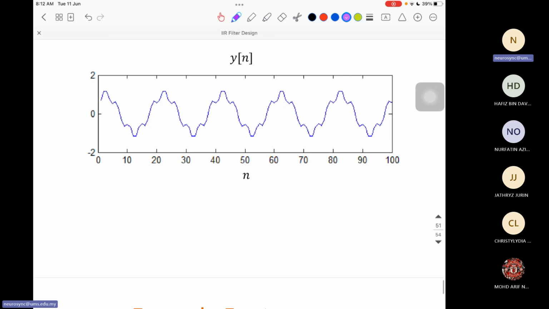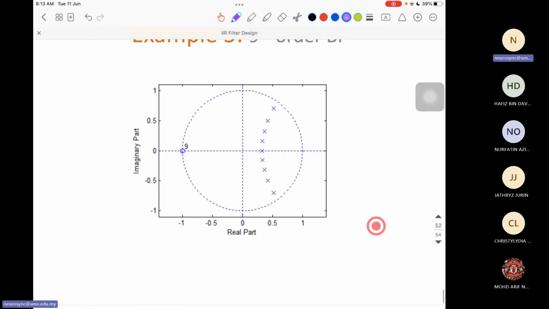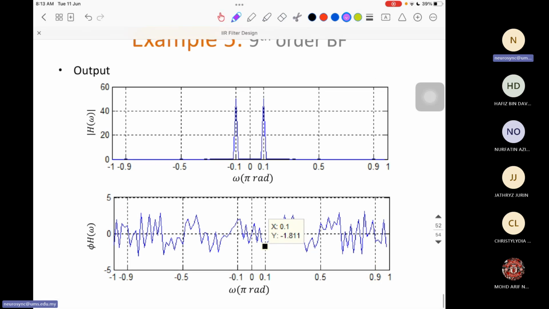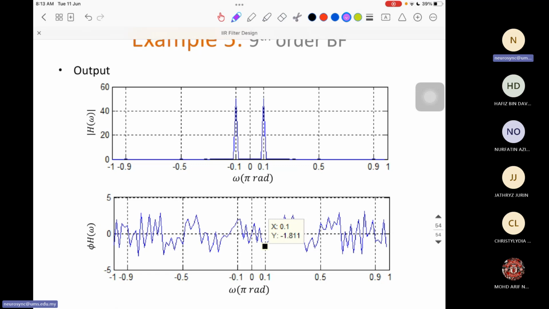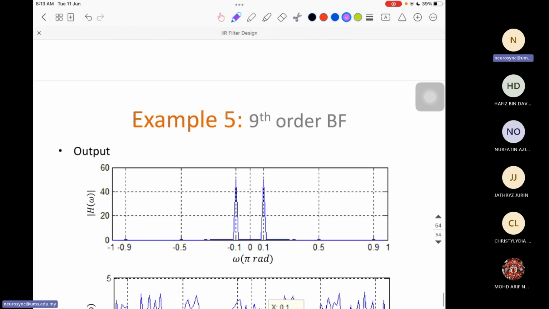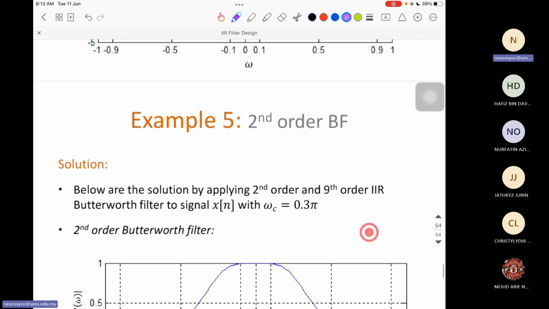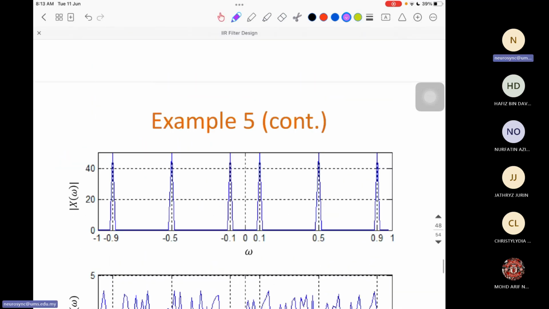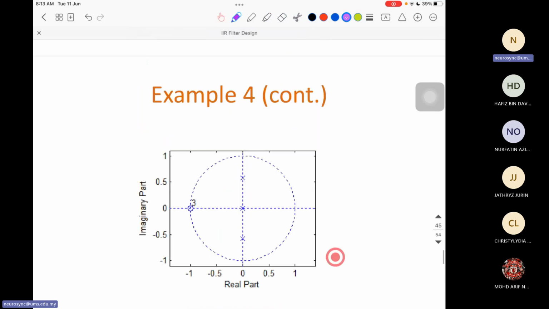If you use a ninth order Butterworth filter, what is the output you will get here? The output is not plotted here, but the output in the magnitude and the phase you can see here. So there are two cases given for this example. Actually, we can do this with some coding.